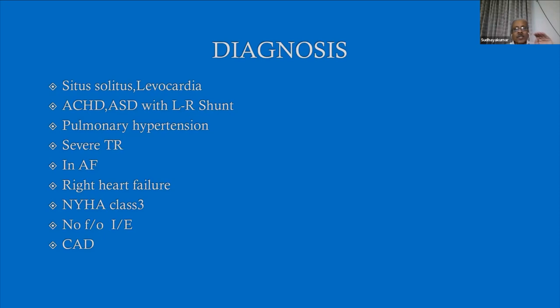So diagnosis of ASD is based on what? What is the basis for diagnosis of ASD in this case? Clinical findings. Not the left-right shunt, we have to delete that because you can't diagnose it. Why did you diagnose ASD in this case? That will be my first question.